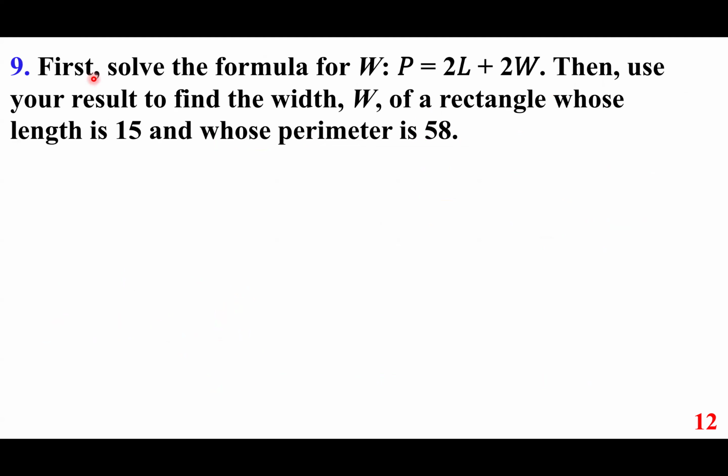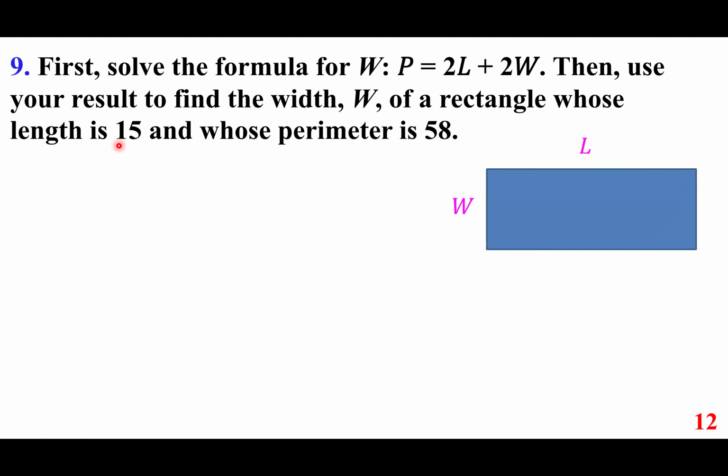First, solve the formula for W, P equals 2L plus 2W. Then use your result to find the width, W, of a rectangle whose length is 15 and whose perimeter is 58. So here's a rectangular shape with the width and a length. And the formula P is 2L plus 2W. Or, by the way, it's the same as 2 times L plus W.